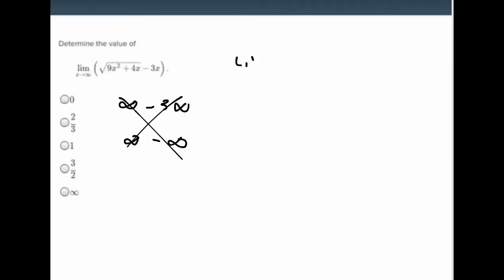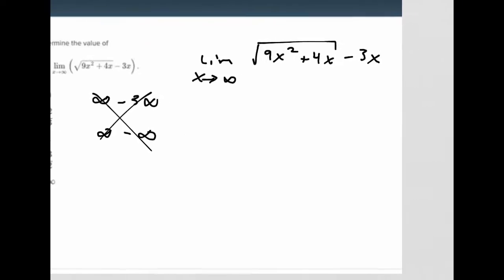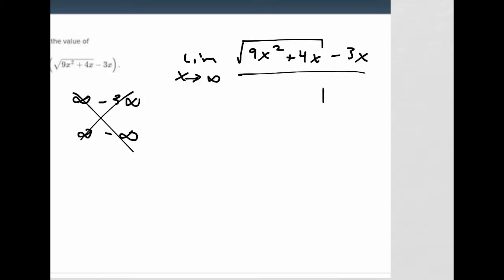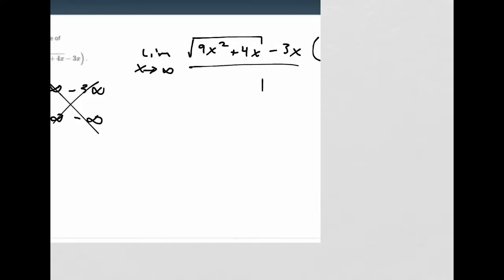All right, I'm going to write this down. Limit as x approaches infinity of the square root of 9x squared plus 4x minus 3x. What I'm going to do is put it over 1. And because I have a radical, maybe there's an idea. Maybe I can multiply by the conjugate. I don't even know if it's called the conjugate.